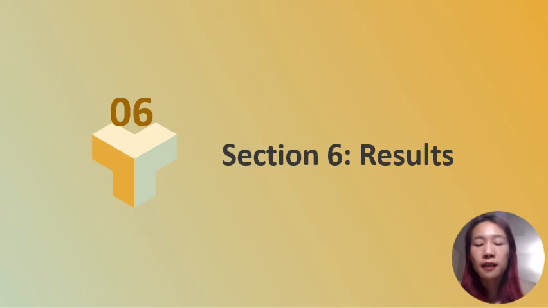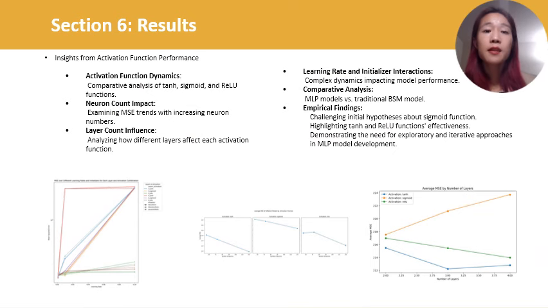Section 6 is results. In this section, we discuss the results of our research, particularly focusing on the performance of different activation functions within the MLP model. Our analysis began with a comparative study of Tanh, Sigmoid, and ReLU functions, each offering distinct characteristics that influence the model's overall performance. We examined the impact of neuron count, observing how increasing the number of neurons affected the mean squared error trends for each activation function.